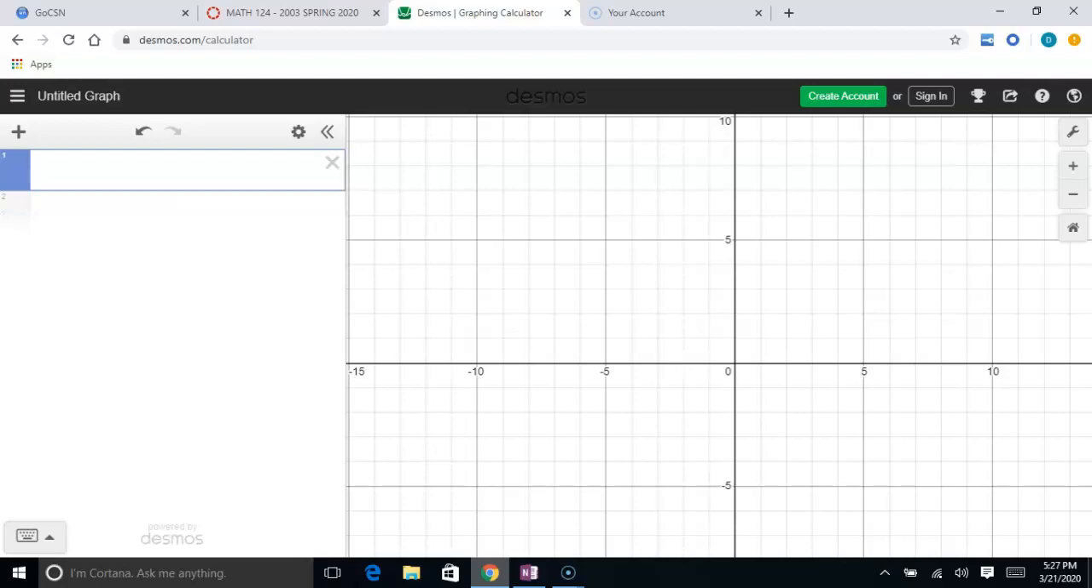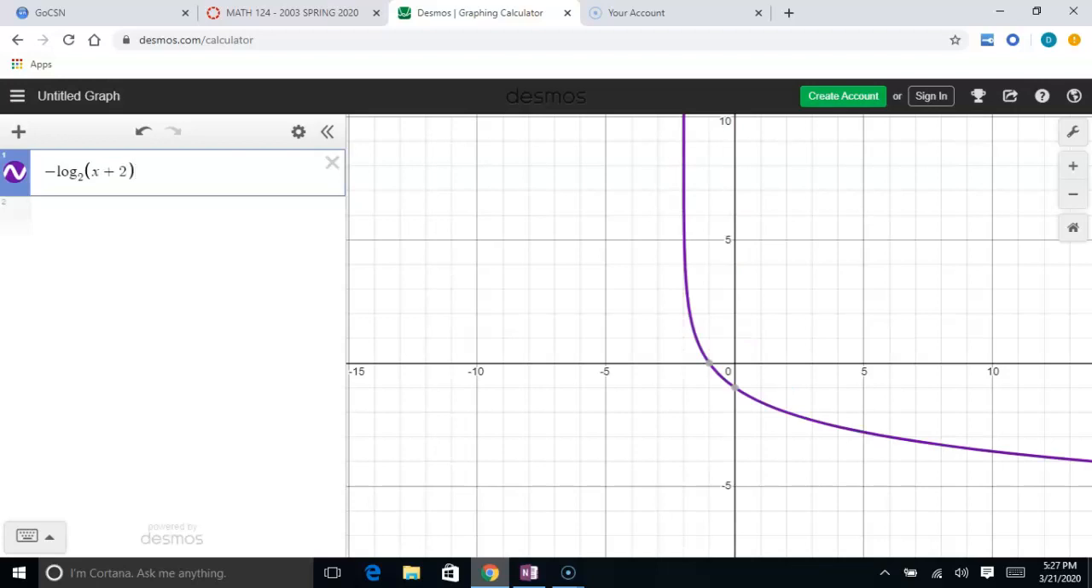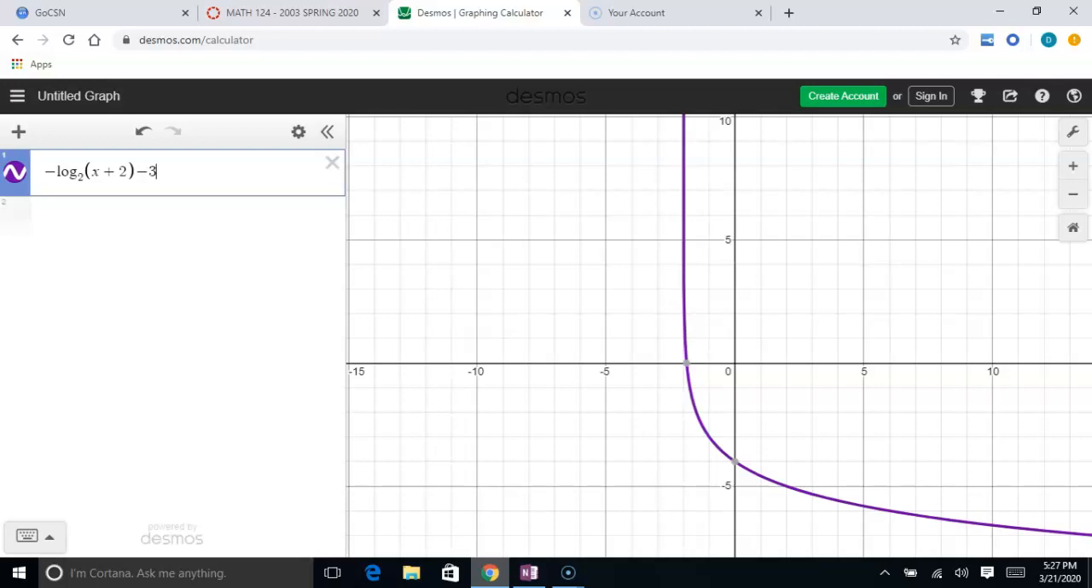So we have y equals negative log base 2 of (x plus 2) minus 3. There's our point. Even if it doesn't want to show us, there's our point at (-1, -3), and we can see the vertical asymptote at x equals -2.